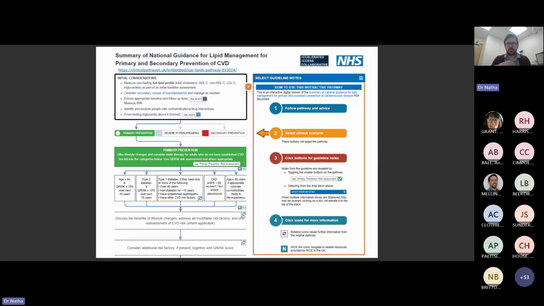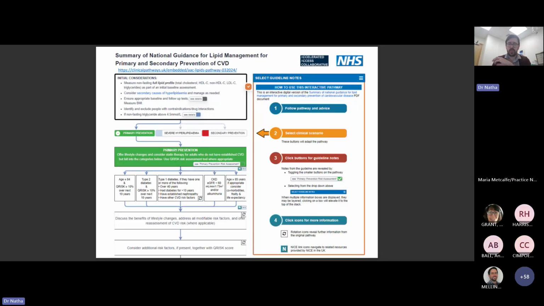I also just want to flag up that the AAC collaborative that published the national guidelines also have an incredibly useful interactive tool that goes through primary and secondary prevention. And we'll actually cover quite a bit of what I'm going to be talking you through today. But what I want to try and add to what you can find on the national guideline.